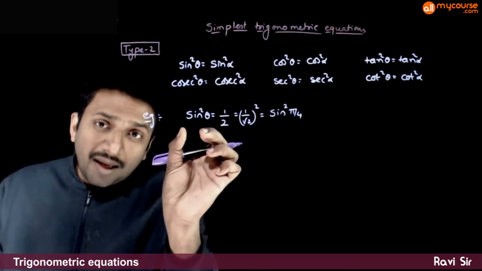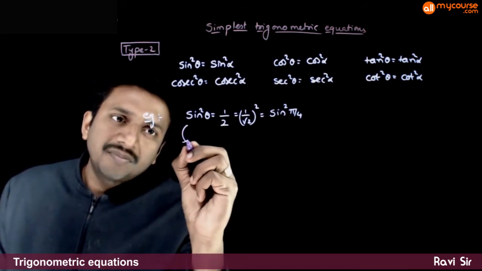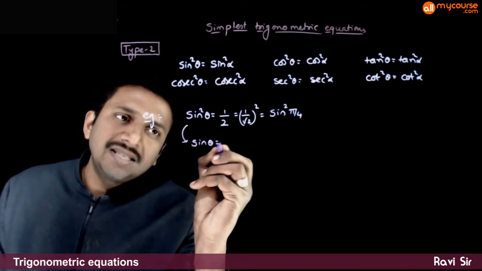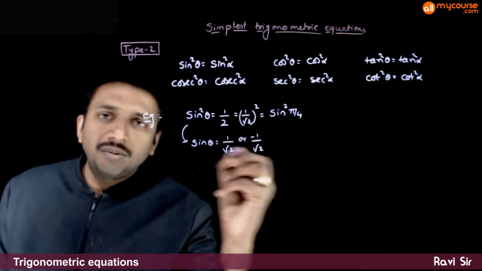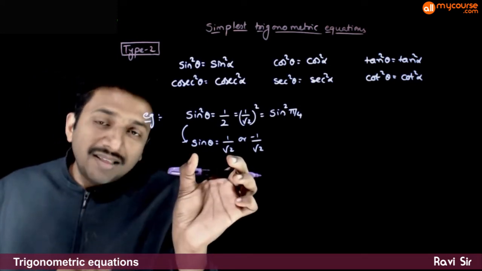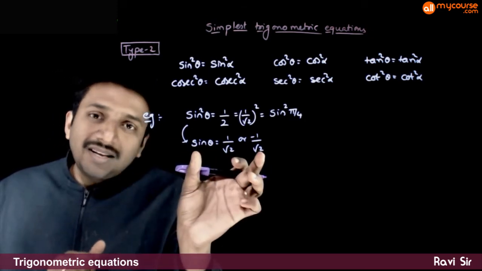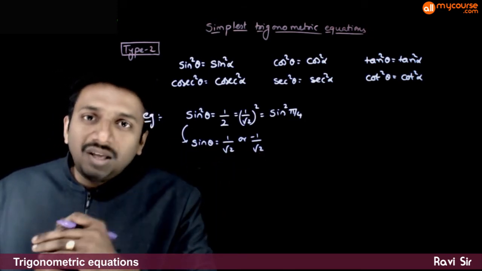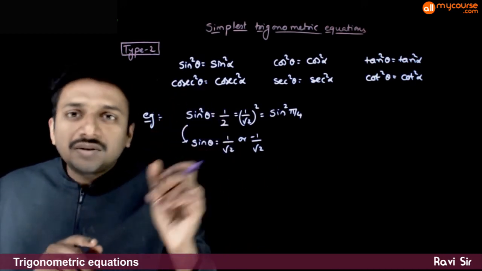Now I'll try to solve this equation. So sine square theta is equal to 1 by 2. This implies sine theta is equal to either plus 1 by root 2 or minus 1 by root 2. So now sine theta is equal to plus 1 by root 2 became the equation of type 1. Sin theta is equal to minus 1 by root 2 is also an equation of type 1. So the equation of type 2 contains 2 equations of type 1.